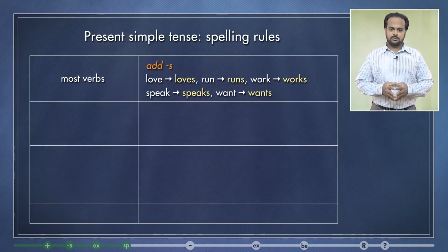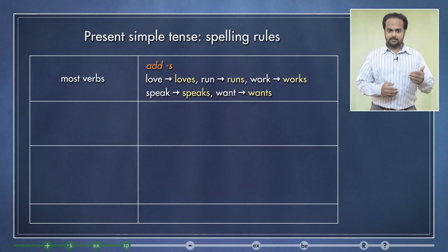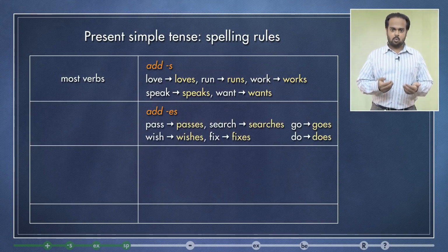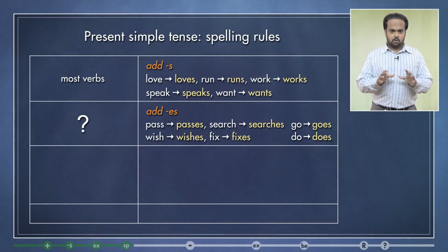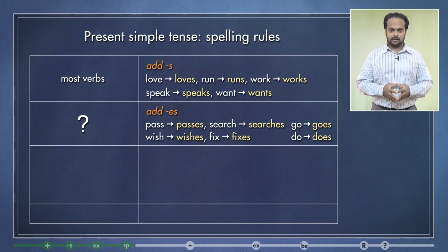To most verbs, we just add s. So verbs like love, run, work, speak, want, etc. just take an s at the end. To some verbs, we add es. Verbs like pass, wish, search, fix, go, and do. But why is that? Can you guess the rule? If you want, stop the video, look at the verbs, think about it, then play the video again and check. Here's the rule.